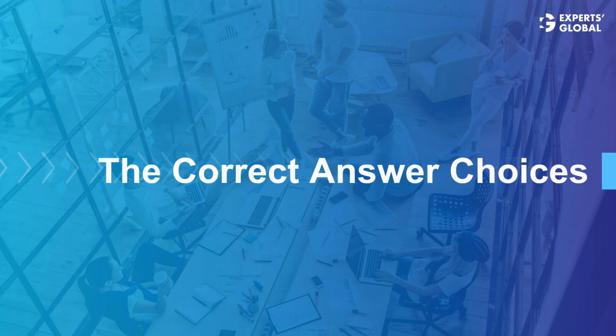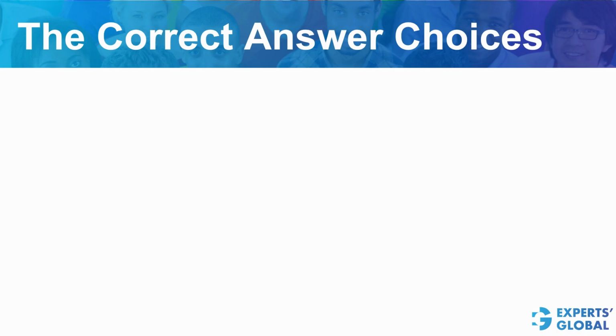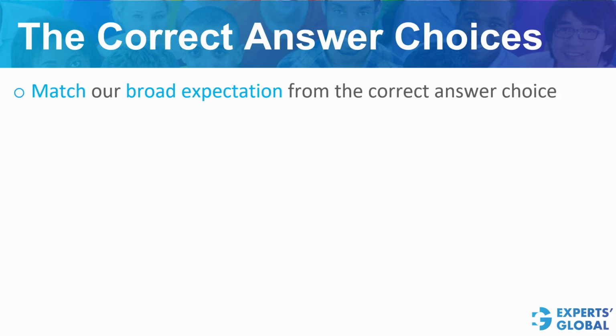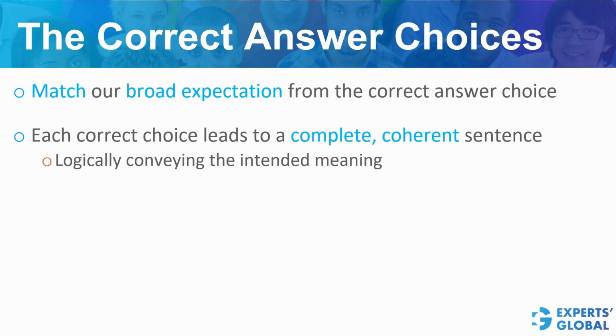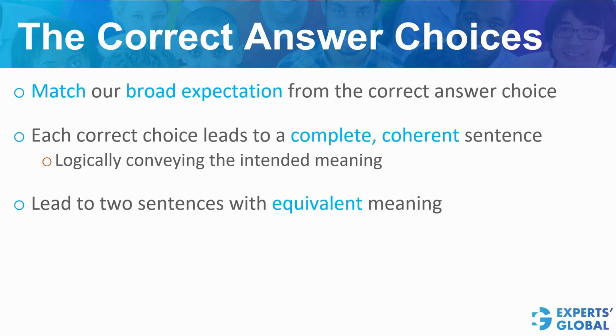Now, on the other hand, the correct answer choices are going to match our broad expectation from the correct answer choice, and each such correct answer choice is going to lead to a complete coherent sentence that logically conveys the intended meaning of the sentence. And very importantly, the two correct answer choices lead to two sentences with equivalent meaning. Remember, similar meaning, not strictly the same, because there are hardly any perfect synonyms. Every word has its own character.